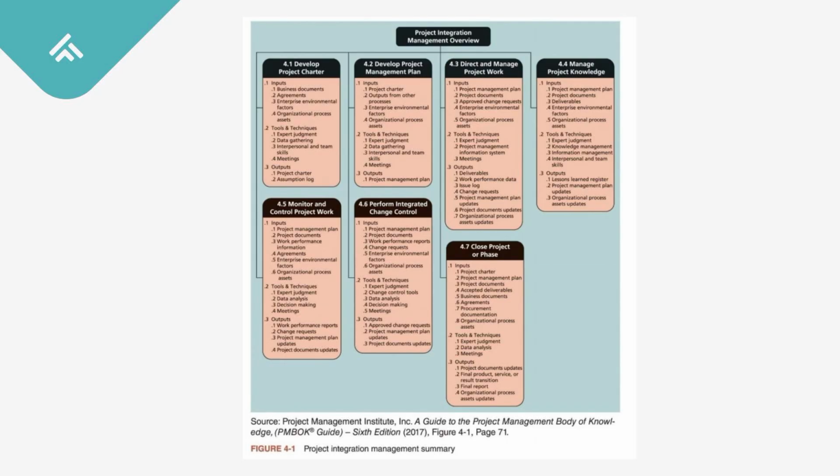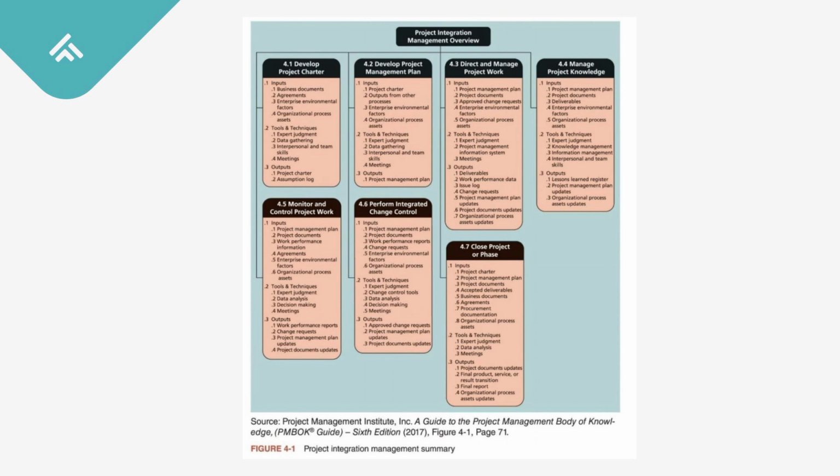Project integration management is the process of making sure all parts of the project, like scope, time, cost, quality, people, risk, and so on, work together in harmony. It's like the control center of project management. This chart shows seven core processes under project integration management.